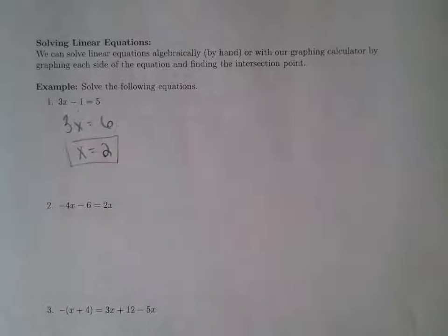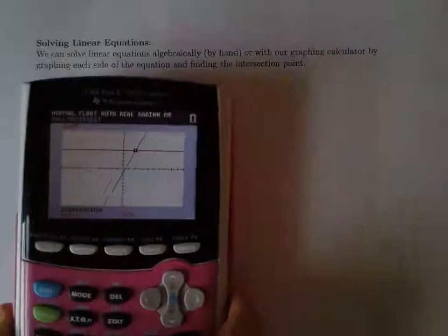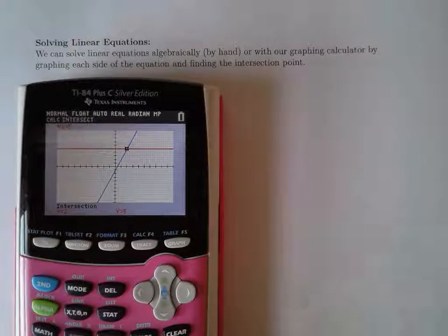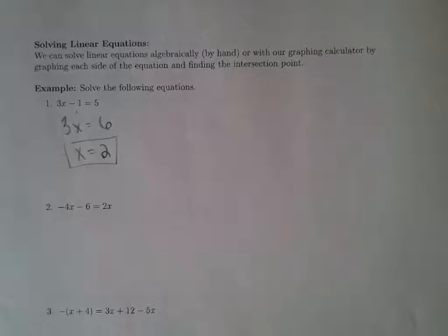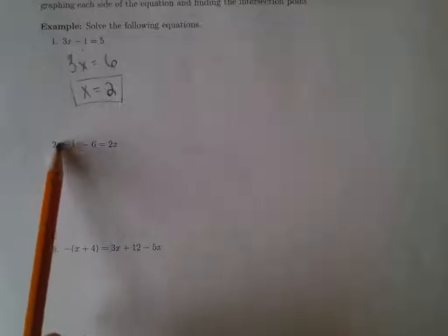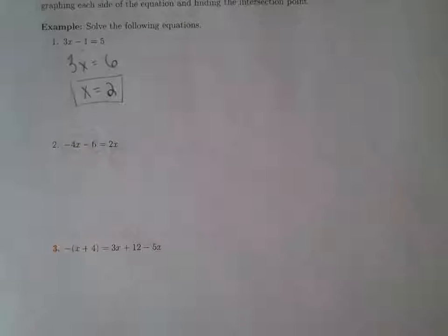Once we get into quadratic equations, polynomial equations, rational equations, they take more time to do by hand. But if you have a graphing calculator, you can graph both sides of the equation, and it'll give you the solution quickly, and it's accurate. Okay, number 2, I'm just going to finish solving these by hand. You could easily graph -4x minus 6, graph 2x, find the intersection point. Like I said, I think it's faster to just do it by hand here.